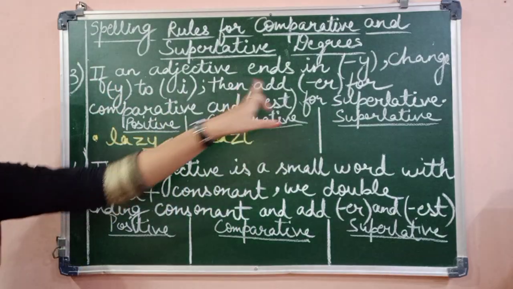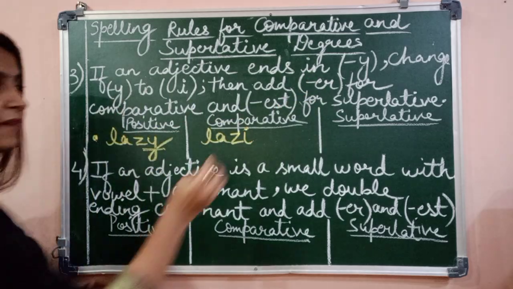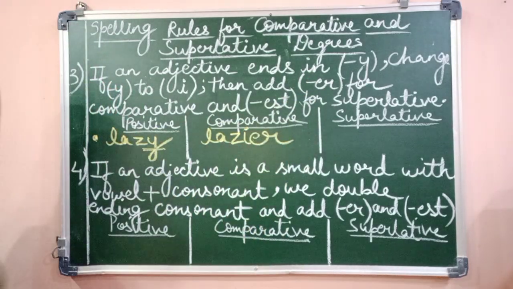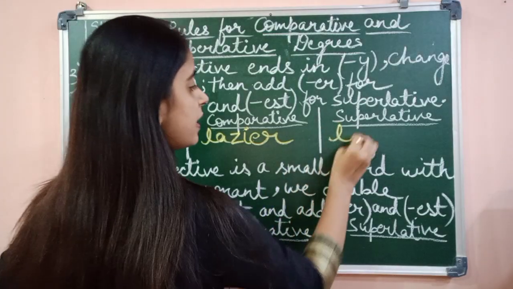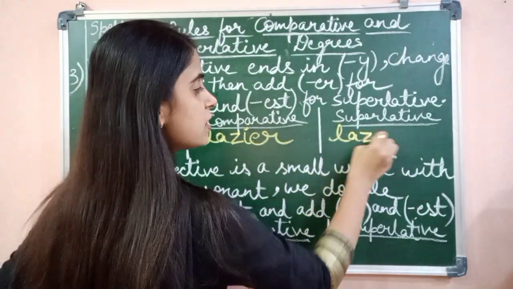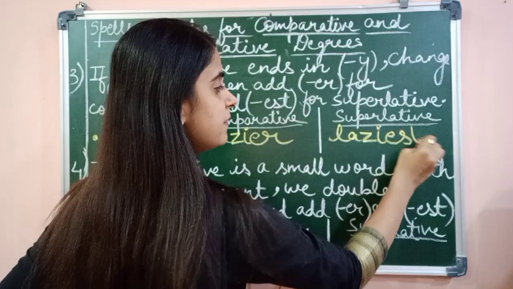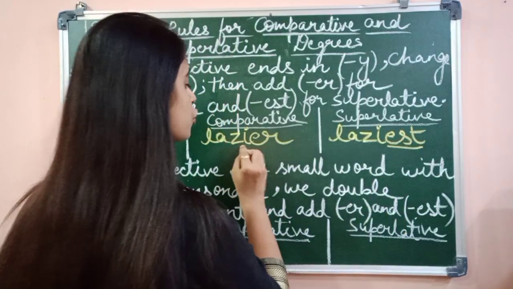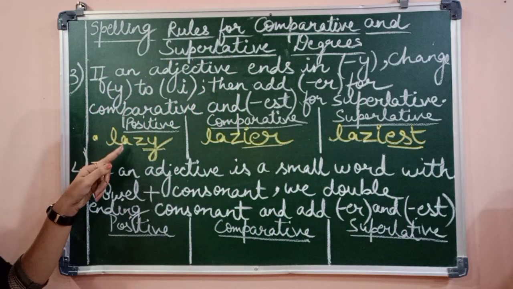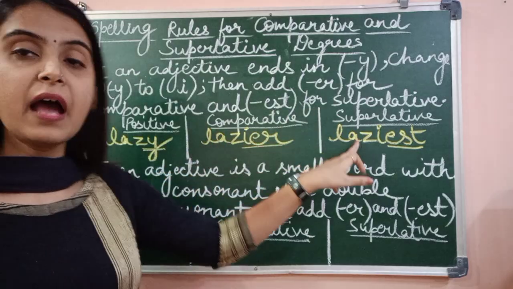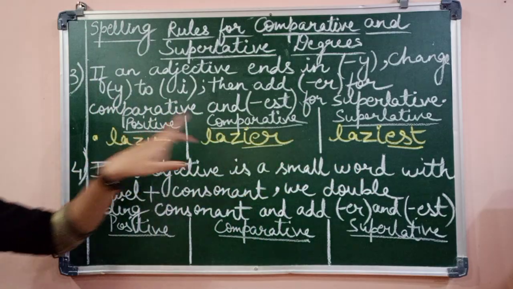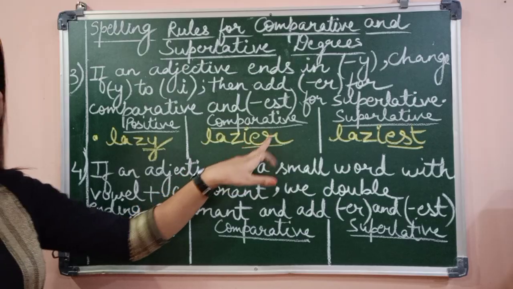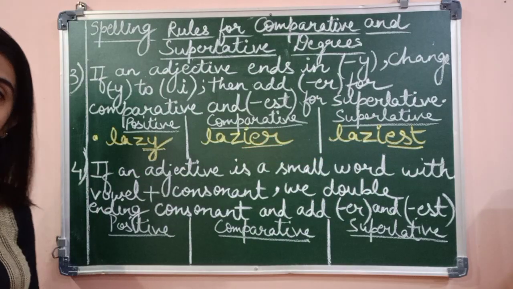Then add ER for comparative, and we add ER to make comparative. And it says add EST for superlative, and then we add EST for superlative. So it becomes lazy, lazier and laziest. What have we done, children? Instead of Y, we have used I and added ER and EST. I hope it is clear.